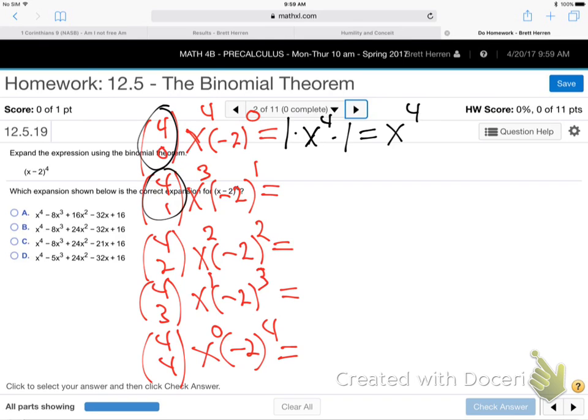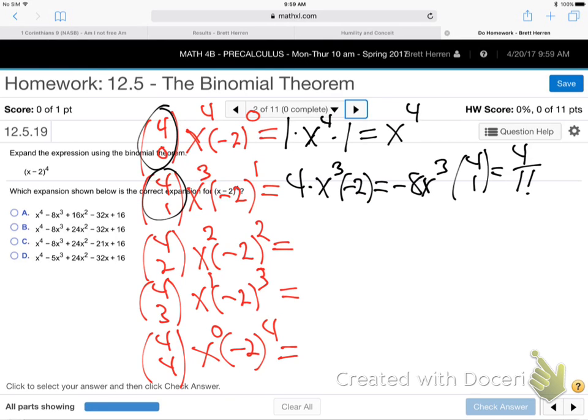Second term, 4 choose 1. That's 4. I'll do it over here. 4 choose 1: you start at 4, only do one number over 1 factorial. So it's just 4, right? Or you can use your calculator. It's just 4, times x to the 3rd times negative 2 to the 1st, which is negative 2. So what is that? Negative 8x to the 3rd is our second term.